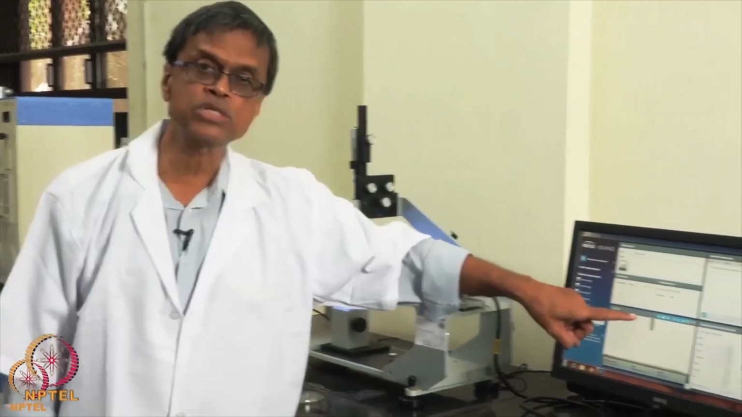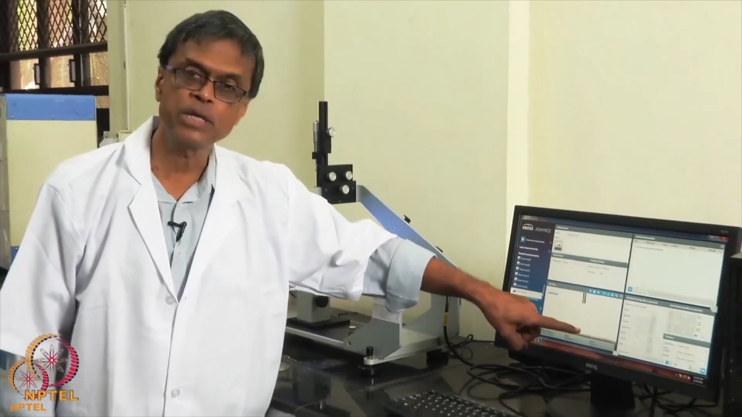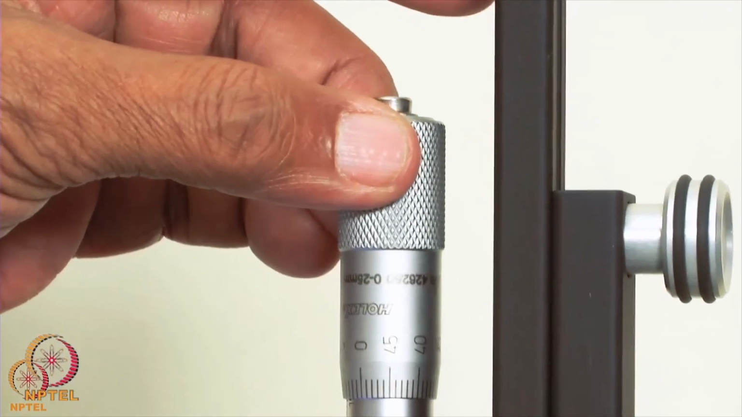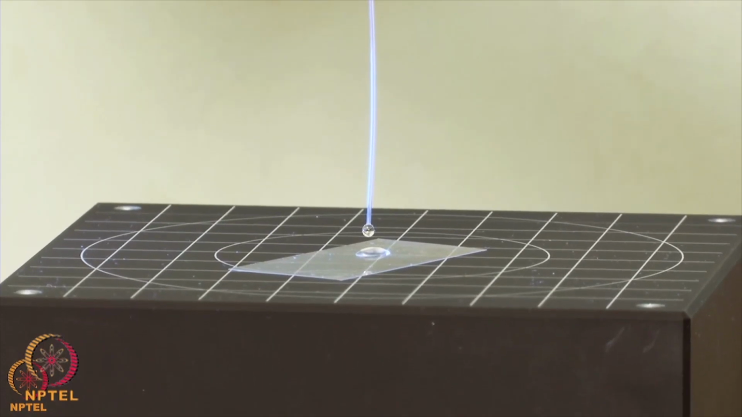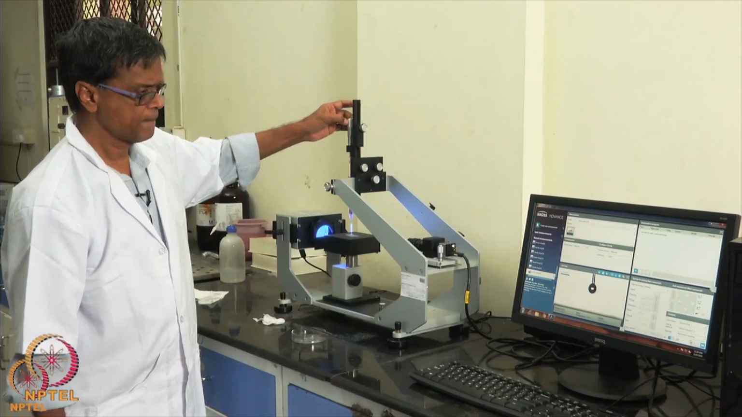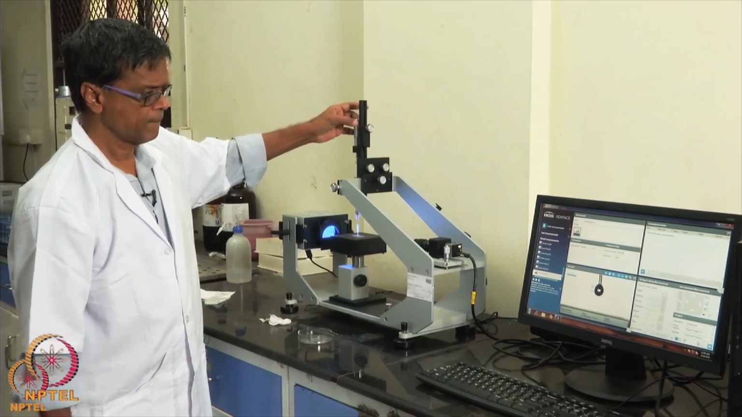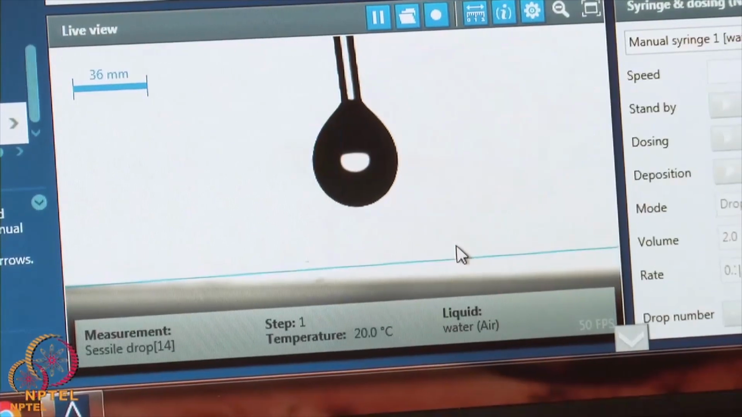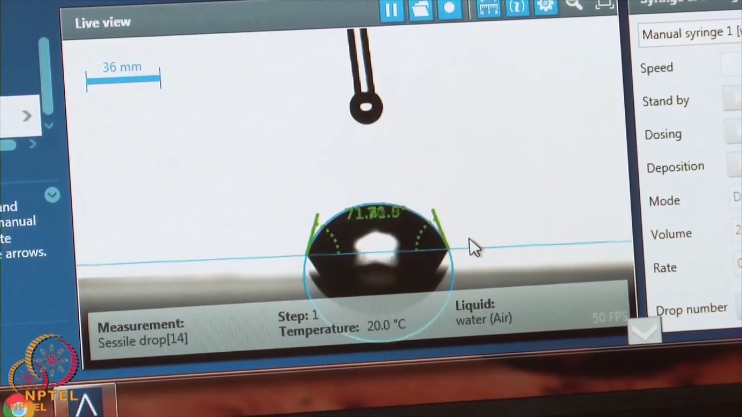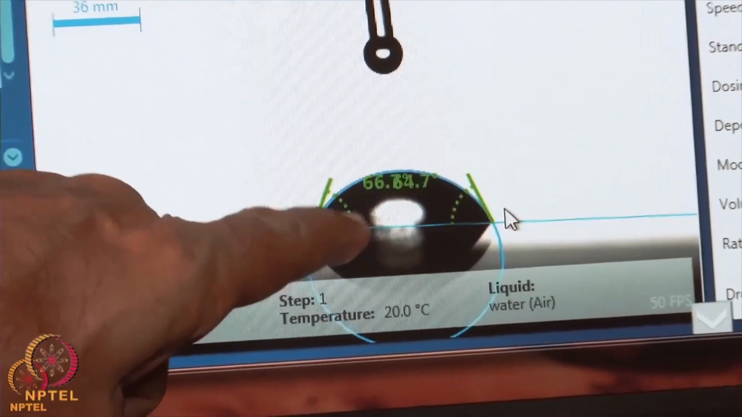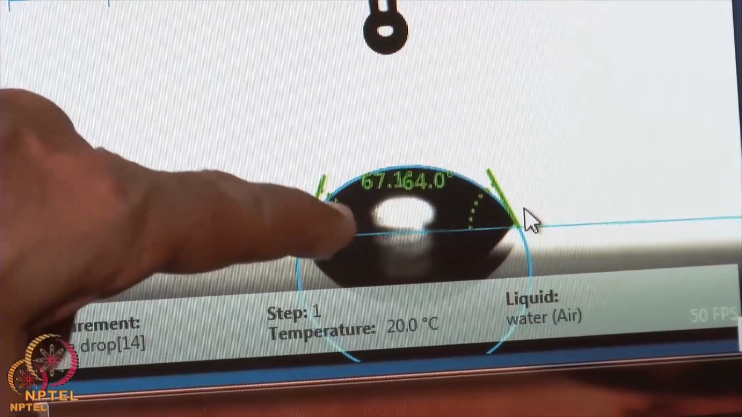Even from the computer screen you can follow the drop coming down and settling on the surface. So now I will slowly turn. Okay, can you see the drop there? So the drop comes down. Okay, so you can see the water droplet has settled with respect to the surface.